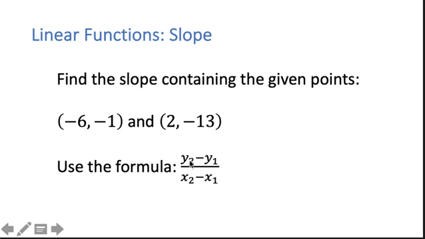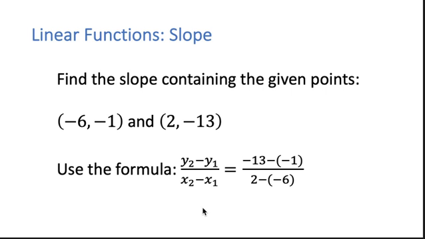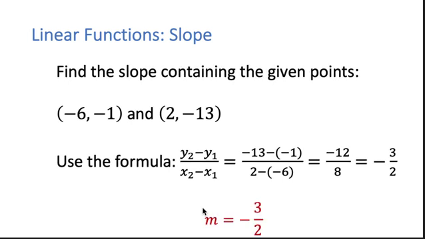So when you put the numbers in the formula, you should have had y2, -13, minus y1, which is -1, and x2, which is 2, minus x1, which is -6. So -13 minus -1 over 2 minus -6. And when we simplify that, we get -12 on the top and a +8 on the bottom. And so that slope is, when you divide the top and the bottom by 4, the slope is -3/2. All right, so that's how it works when you're given 2 points.